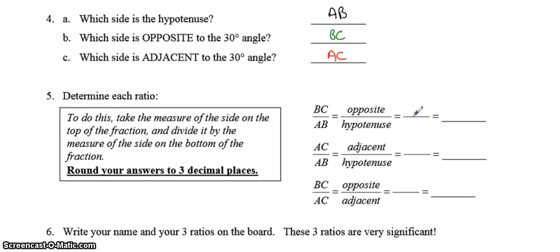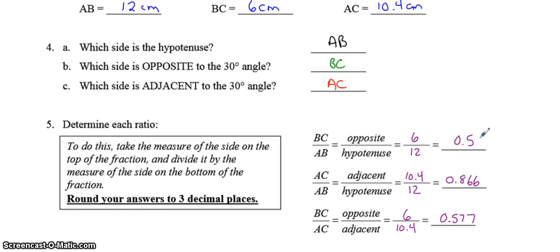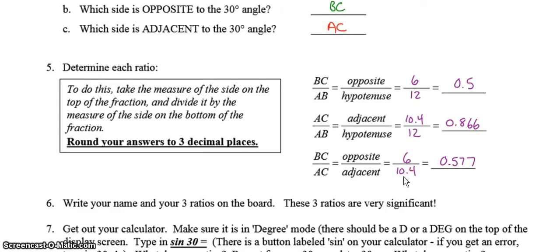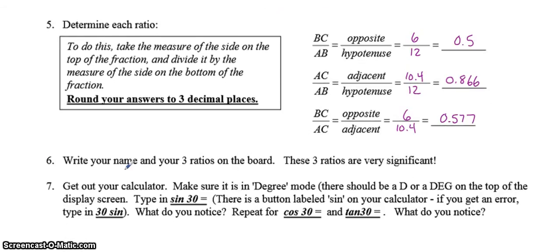You were then asked to calculate these three ratios and round to 3 decimal places. So I'm going to press pause and do those calculations. So just hang on a minute. Alright, so here are the 3 calculations that I got when I did this part of the activity. And you wrote your name and your 3 ratios on the board. These 3 ratios are the beginnings of what we're going to do with trigonometry.